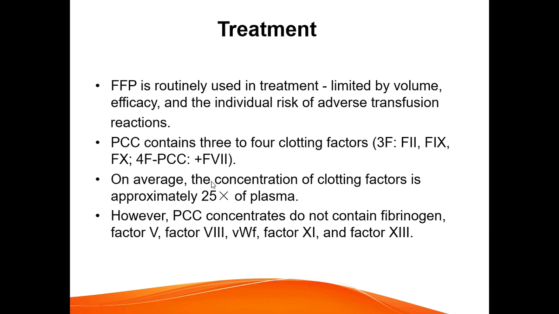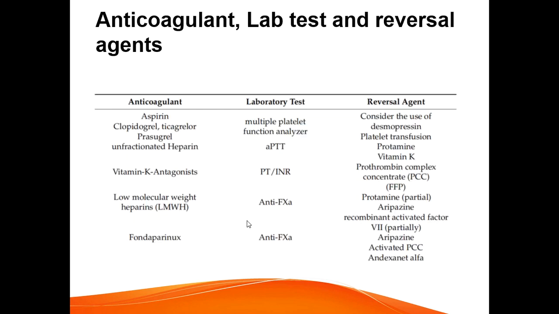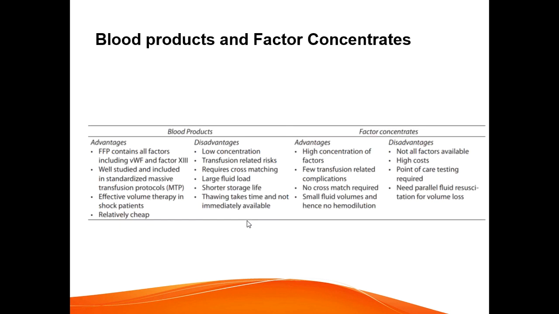So the risk of volume overload is less. I will show you one slide which says advantage of plasma versus this concentrate. However, PCC does not contain fibrinogen, so you may have to still give fibrinogen concentrate, that is cryo concentrate, and sometimes even FFP, but the volume of that will be much lesser. So this I think you can always do. So, blood products and factor concentrate.